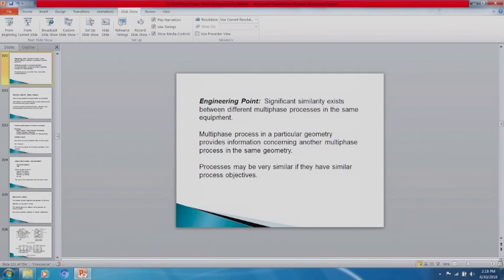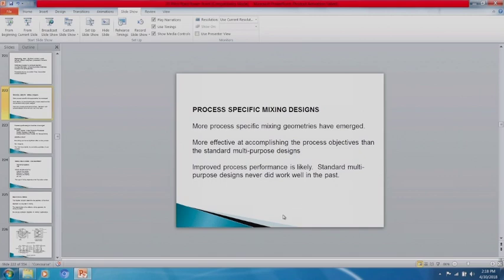Significant similarity exists between different multi-phase processes in the same equipment. The multi-phase processing in a particular geometry provides information concerning other multi-phase processes. Right? So this information can be used as an analogy, so to speak. If it happens this way here, it will happen the same way there, basically. Processes may be very similar if they have similar objectives. So this gives rise to what might be referred to as process-specific mixing designs.